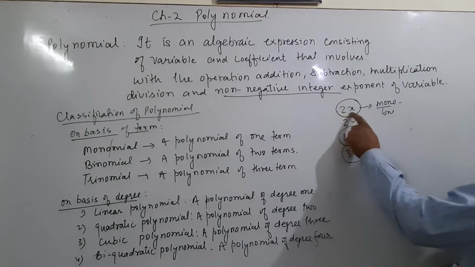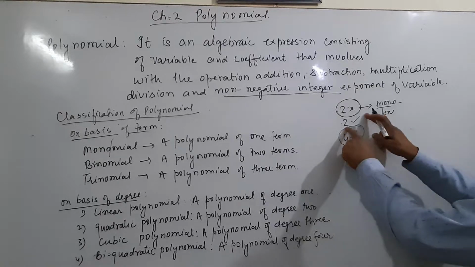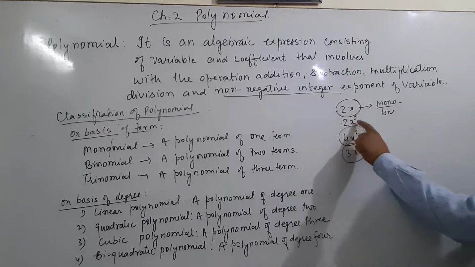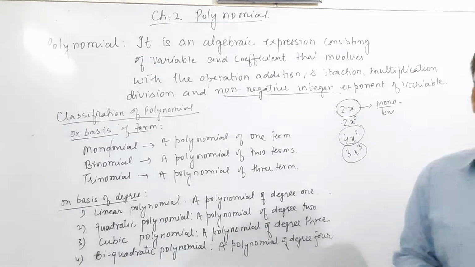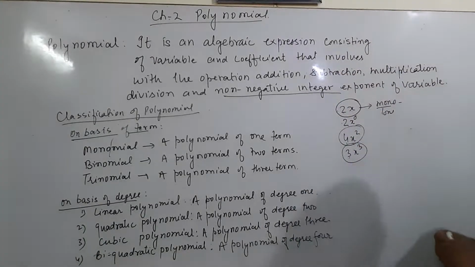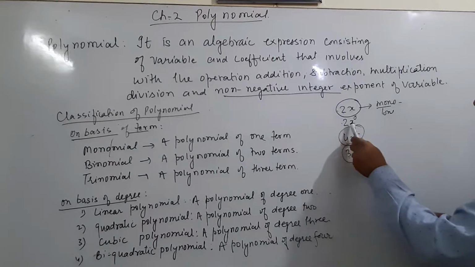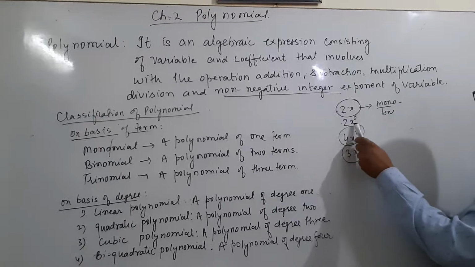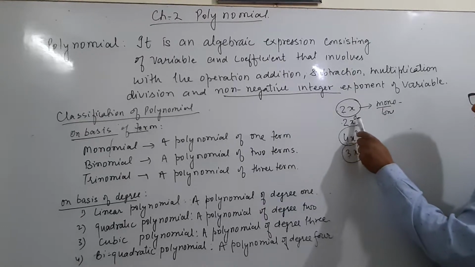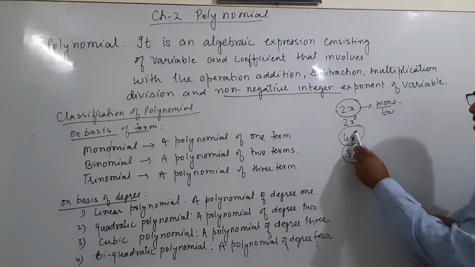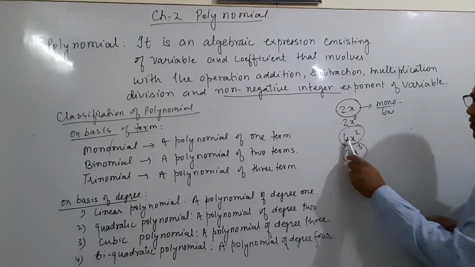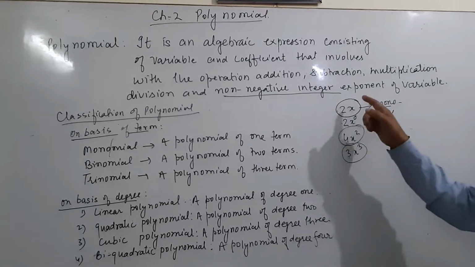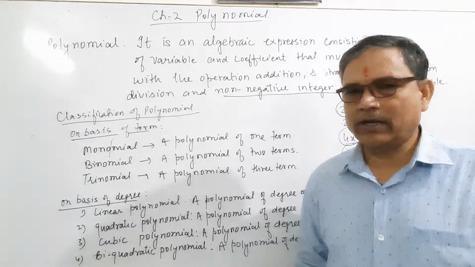2 is the coefficient of x. 2 is a constant term. And we can write 2x power 0. It means the constant 2, if we want to express it in terms of x, then we have to write the power of x as 0. Here is 4x square, the coefficient of x square is 4, the coefficient of x cube is 3. All are one term, therefore they are monomials.